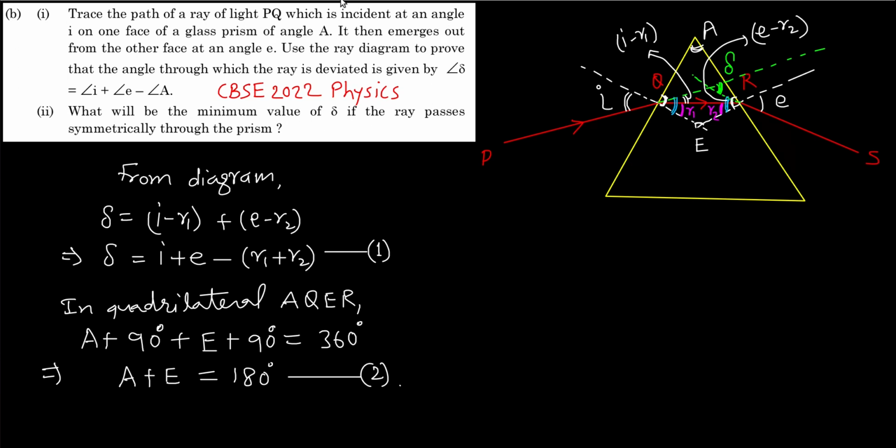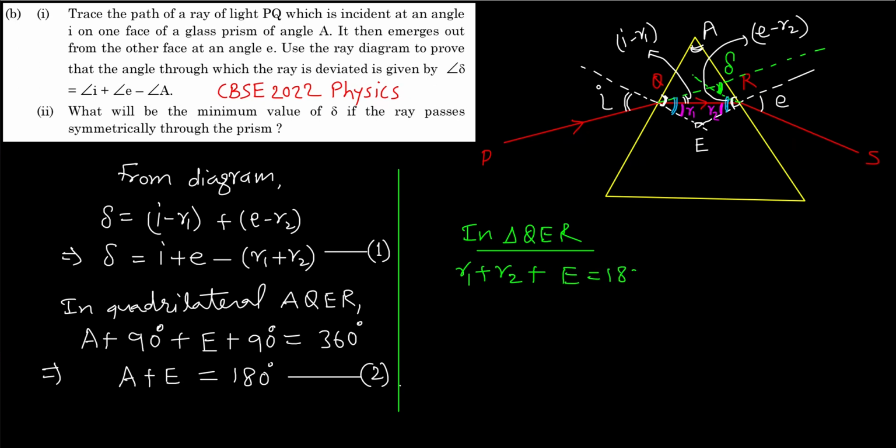Now we will write another equation in triangle QER. In this triangle QER you can write, because the sum of all three angles in a triangle is 180 degrees, angle R1 plus angle R2 plus angle E is equal to 180 degrees. So this is equation 3.